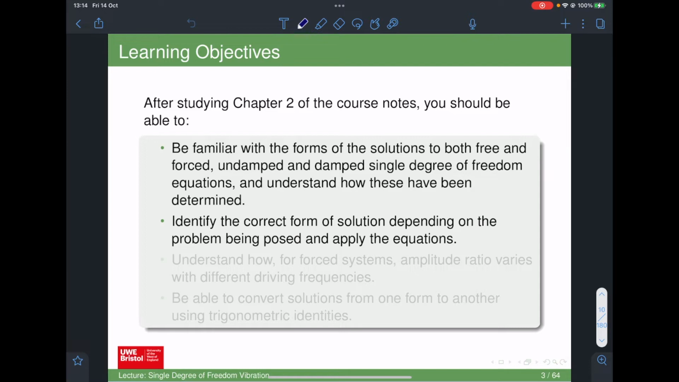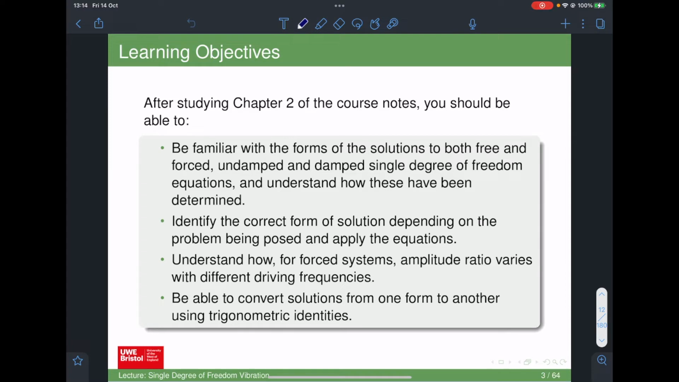Last week and the week before we looked at applying initial conditions and then going through the algebra. Well, there are actually some equations that we're going to cover where you just place the initial conditions inside the equation, do the maths, and you get the answer. Like I said, it makes it quite a lot easier. And then we'll talk about, for forced systems, the amplitude ratio, and how that varies with different driving frequencies, and then being able to move the conditions from one form to the other.